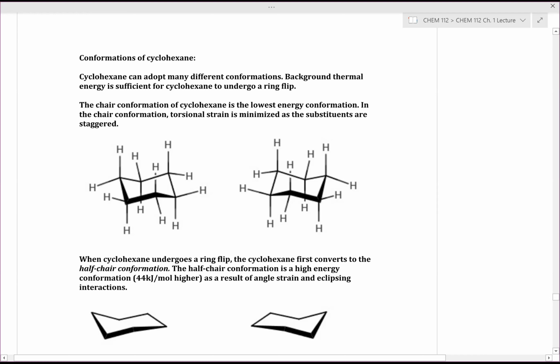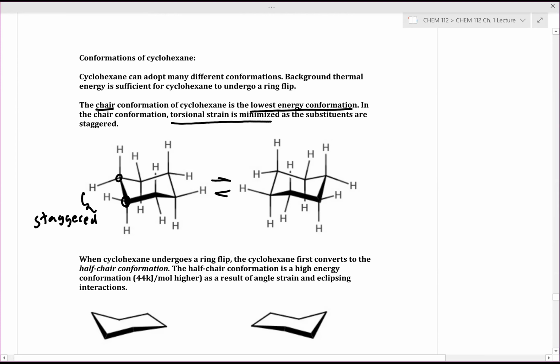To remind everyone as to why the chair conformation is the lowest energy conformation, we have to first look at this idea of torsional strain. As we discussed, if we compare our hydrogens on adjacent carbons, these hydrogens are staggered. And because all of our hydrogens on adjacent carbons are staggered, the torsional strain is minimized for our chair conformations of cyclohexane.